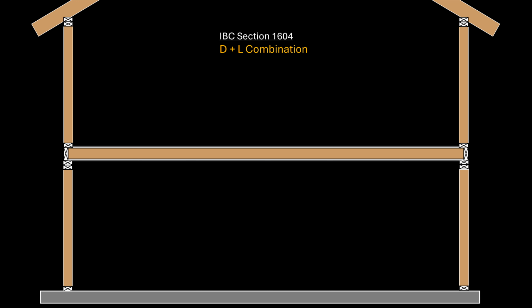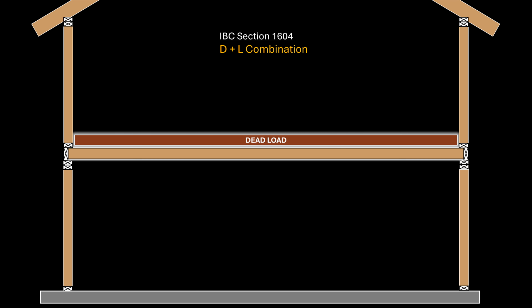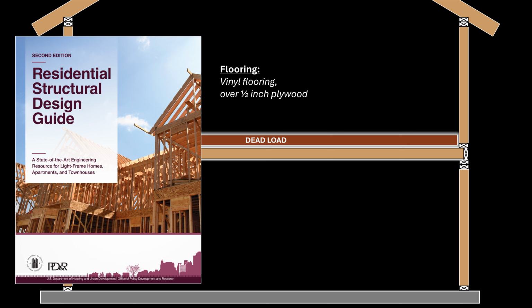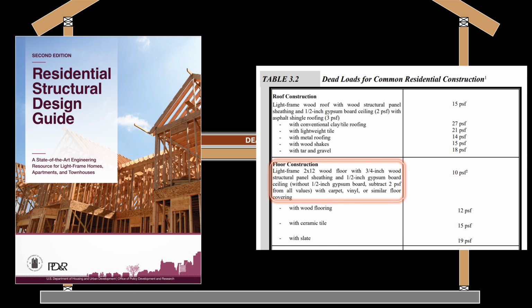First, let us evaluate the dead loads supported by the floor joists. Dead load is the actual weight of all the materials of construction, including fixed service equipment. The flooring on this project will consist of vinyl flooring over a 1/2-inch plywood subfloor. According to the Residential Structural Design Guide that is freely provided on the United States Department of Housing and Urban Development website, light frame floors such as the one we are considering will not exceed 10 pounds per square foot in weight. This is the dead load that we will use to design the floor joists.